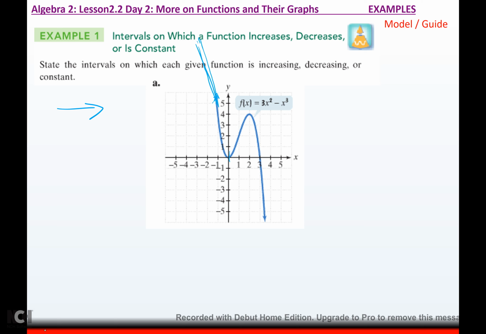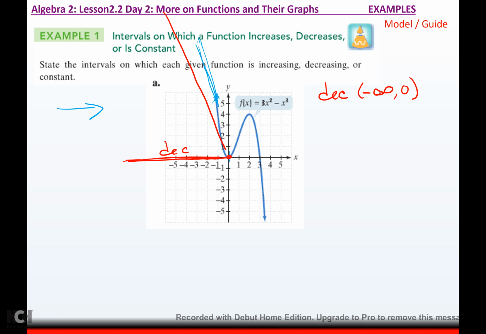So all the way from here to right here, because right here it's going to start increasing. This whole interval, the function is coming down. So this whole interval is decreasing. So this function is decreasing from negative infinity to 0. And again, 0, yeah, it's included.